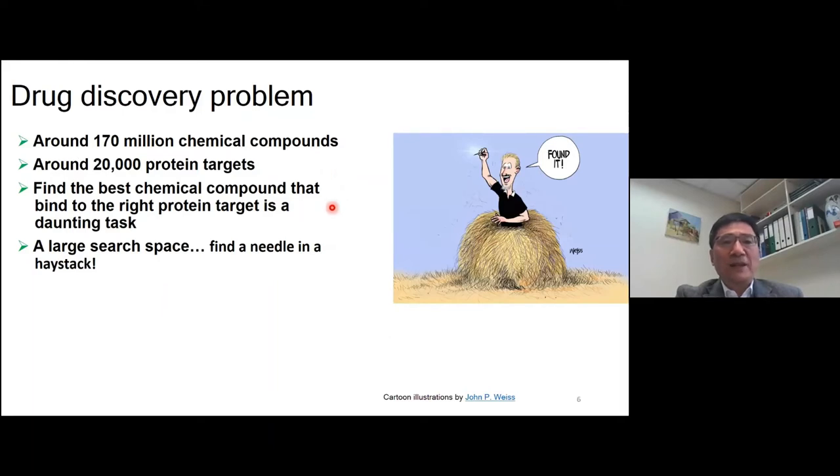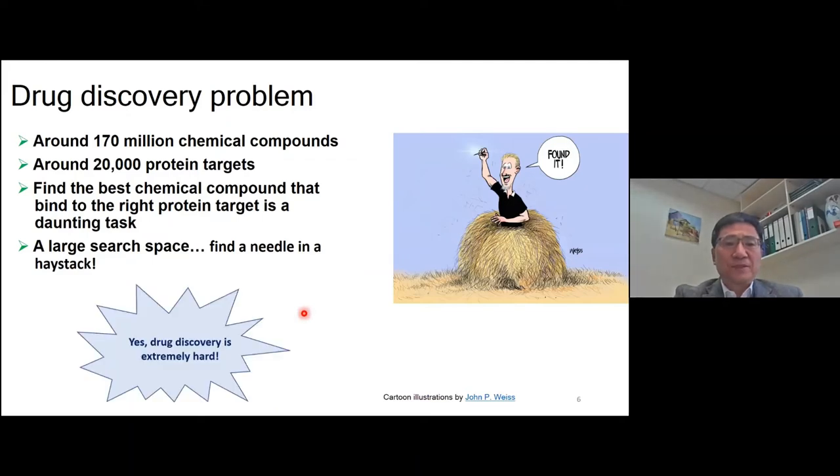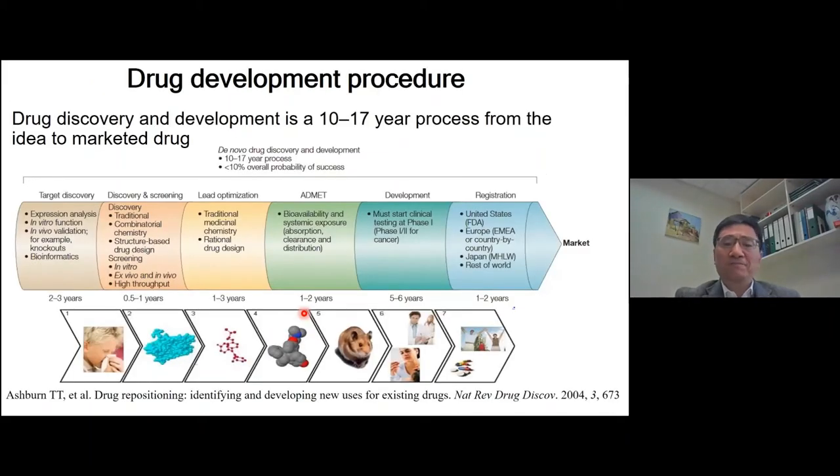So finding the best chemical compounds that bind to the right protein is a very tedious and very difficult job. We need a large search space, and we must find the needle in the haystack, as I showed you here. So drug discovery is extremely hard and takes a much longer time. This slide shows how difficult drug discovery is.